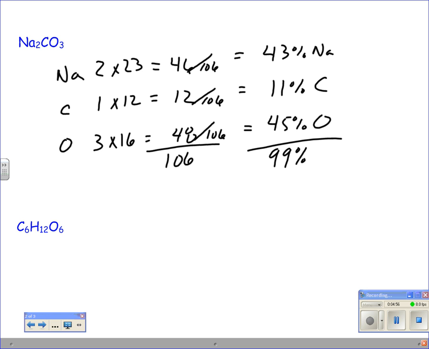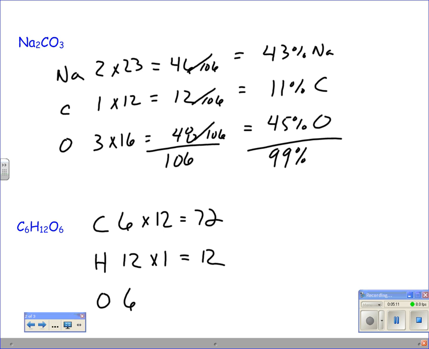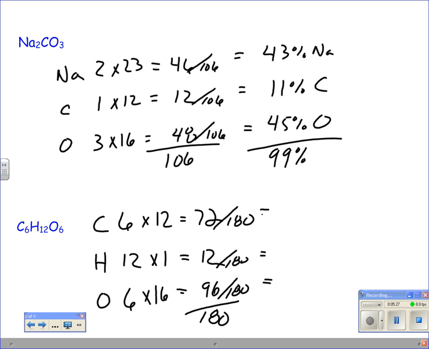All right, so we've got carbon, hydrogen, oxygen. 6 of these, 12, 6. 6 times 12 is 72. 12 times 1 is 12. 6 times 16 is 96. Gives me a total of 180. So again, figure out percentages. 72 over 180, 12 over 180, 96 over 180. Multiply them all by 100%.